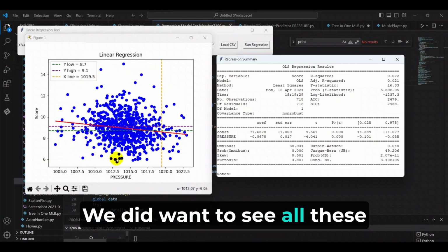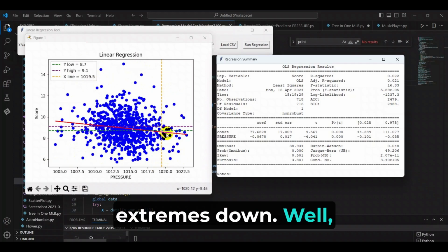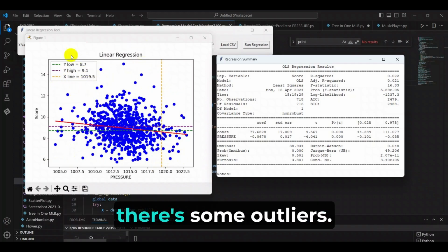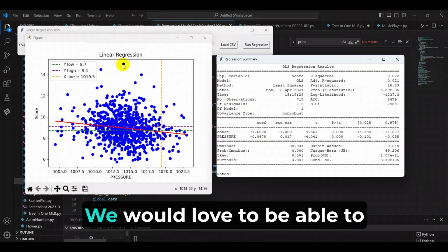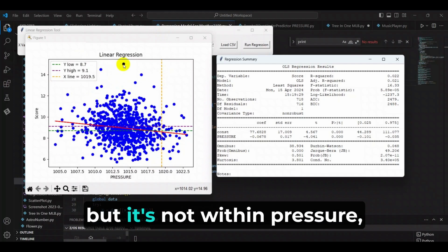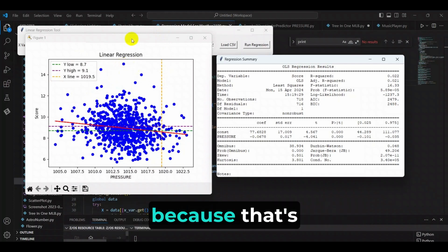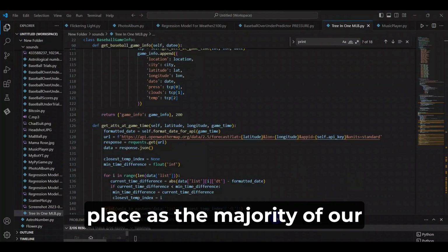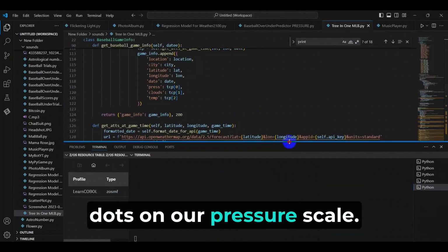We did want to see all these extremes, well, you did see down at the bottom and across the top. There's some outliers. We would love to be able to figure out where these lay in, but it's not within pressure, obviously, because those extremes are at the same place as the majority of our dots on our pressure scale.